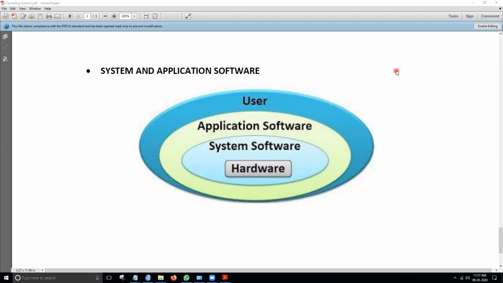So when you talk about application software, what are they? For example, word processor, Excel, a computer game, spreadsheet, an internet browser. All these come under application software. Now, what is system software? System software is nothing but the operating system. All types of operating systems come under this system software.